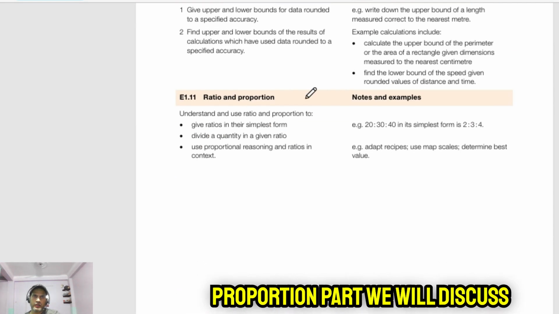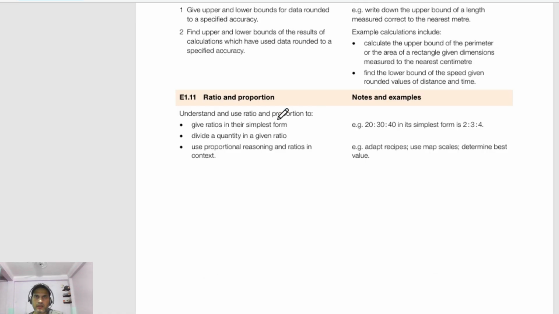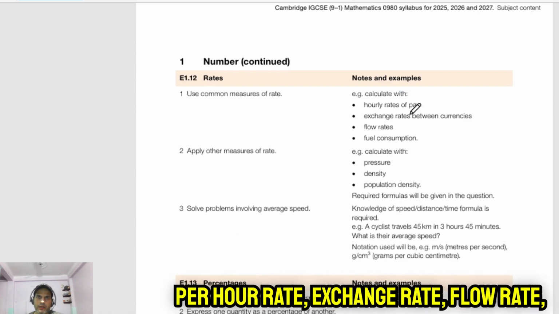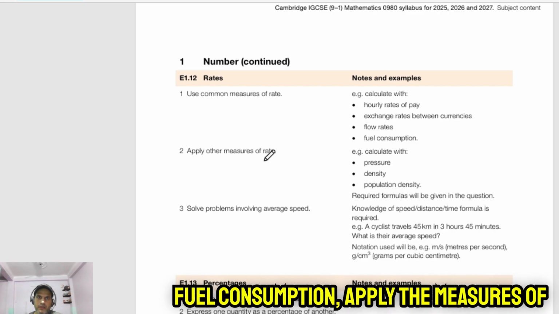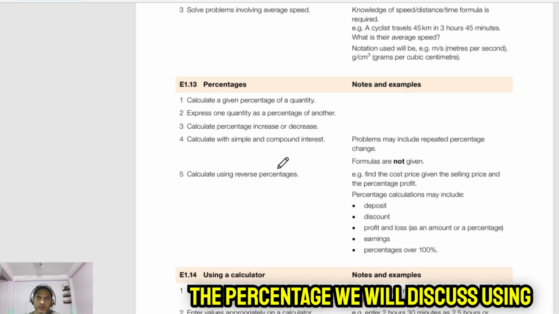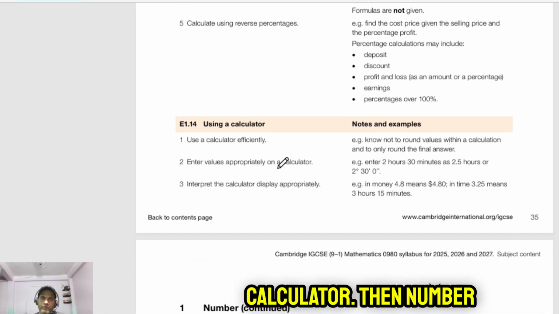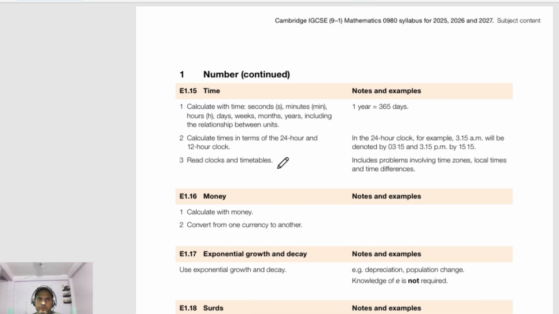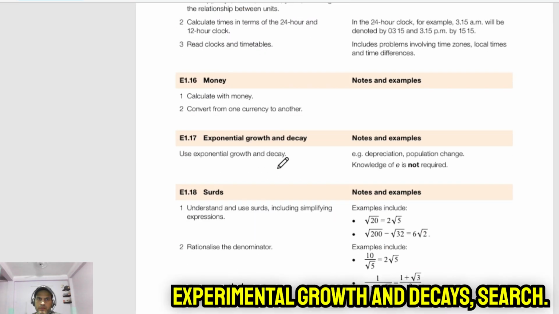And the ratio and proportion part we will discuss. Rates, like speed per hour, exchange rate, flow rate, fuel consumption. We will apply percentages using a calculator. Then number continues: time, money, exponential growth and decay, surds.